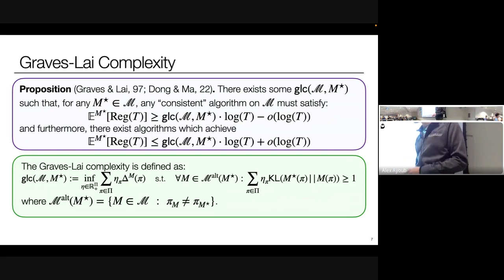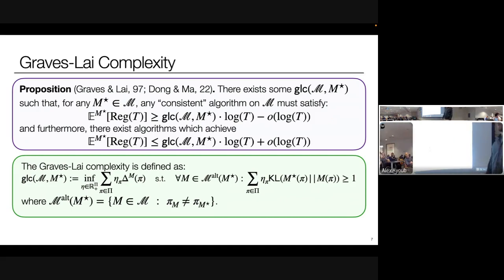Question: on the slide where you said it's constant, where there's one arm which reveals the answer, why is it not order one? That's a very good question. The point is that this is an oracle quantity in some sense. This depends on M star. So in this particular instance, there's the informative arm, and it will be reflected when you plug M star into this equation. It's assuming you know which arm is informative. Then a consistent algorithm would surely pull at least every arm once.